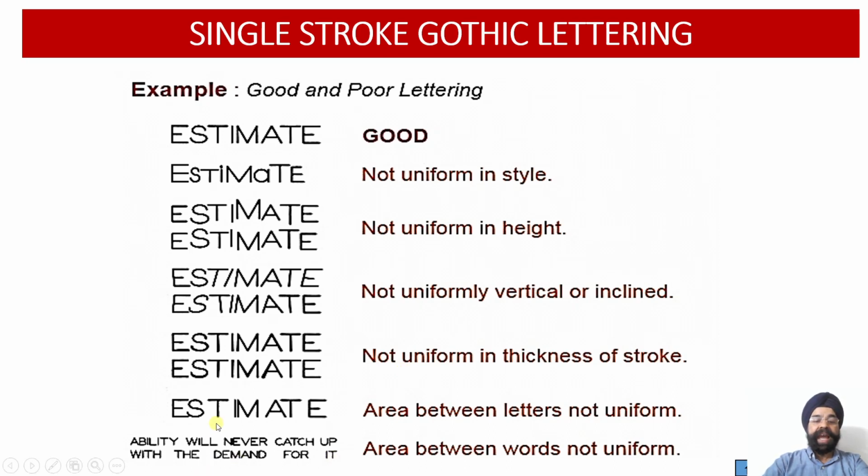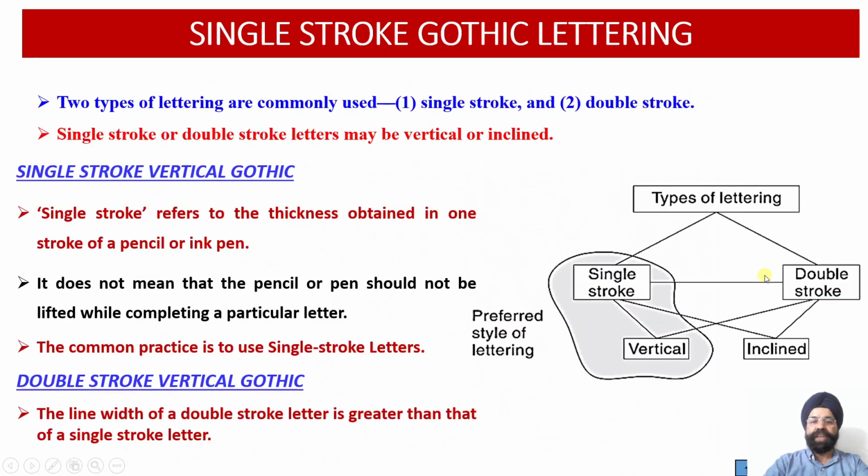So the alphabets should be of uniform shape. The spacing has to be uniform, and you cannot mix and match vertical and italic alphabets. So the first one is the accepted style of lettering, whereas the remaining ones are not acceptable.